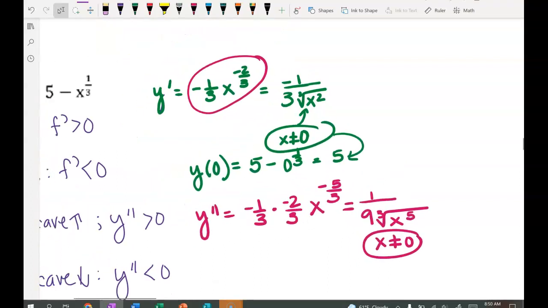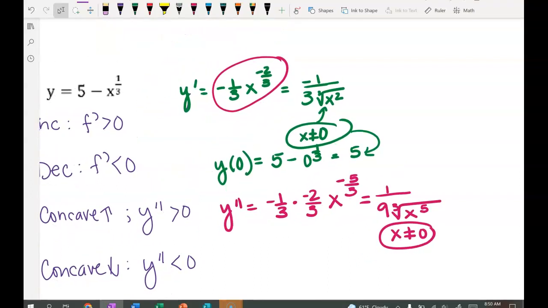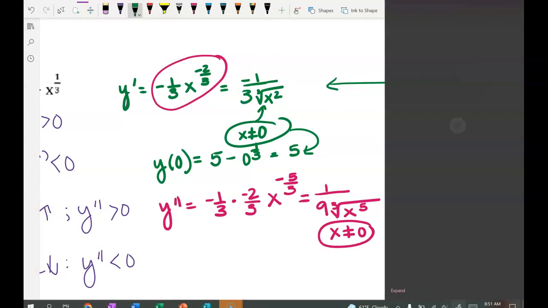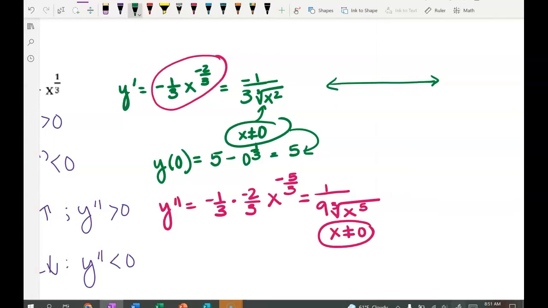Okay, so here we have all three equations. The original equation, f of x, or y equals 5 minus x to the 1/3. We have the first derivative, we have the second derivative. Now let's make the number line for the first derivative and the second derivative. Okay, so we only have one x value to use, guys. This is the first derivative, and then I'm going to make another number line for the second derivative right below.